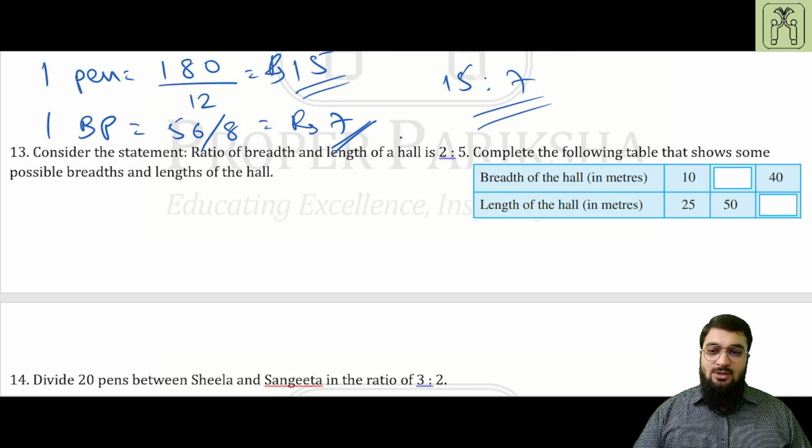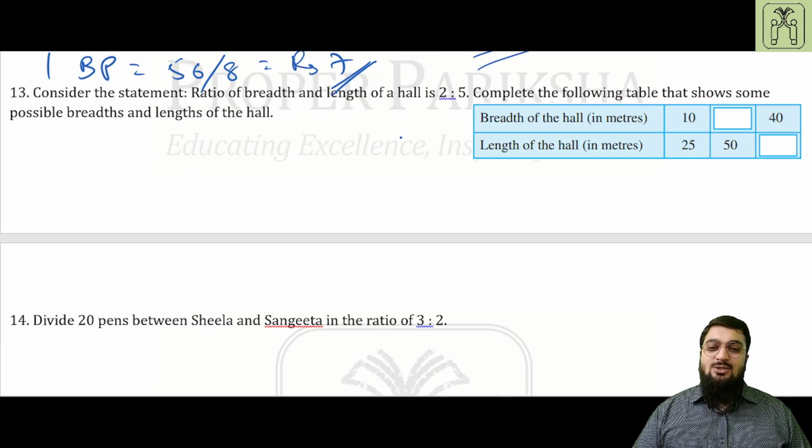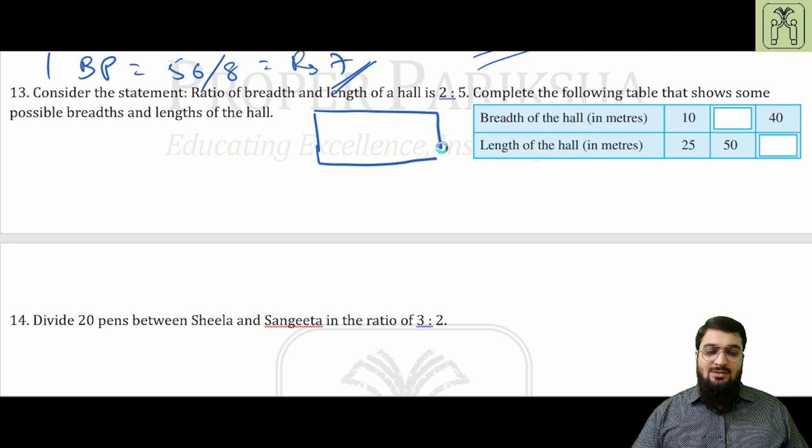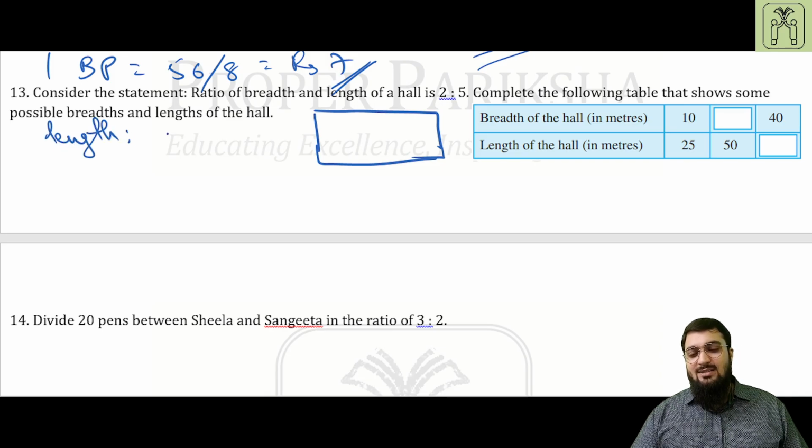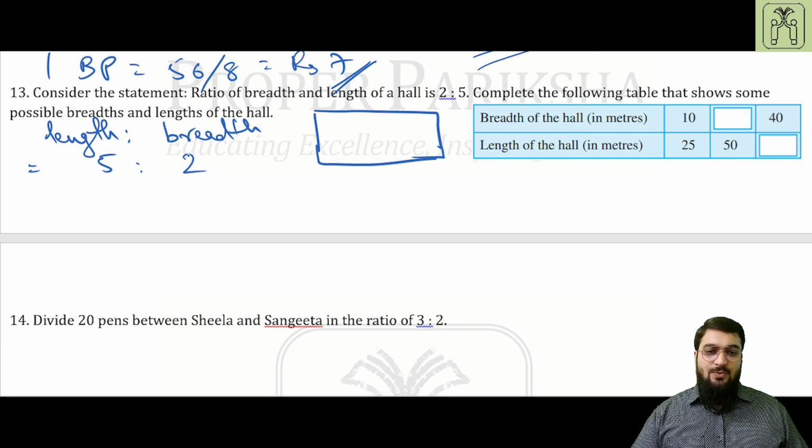Coming to question number 13. Consider the statements: ratio of breadth and length of a hall is 2 is to 5. So we have a hall that has some length and some breadth, and that is in the ratio of 2 is to 5. So we will write length is to breadth in the given. Length is to breadth is equal to 2 is to, sorry, we have written opposite, so we'll write 5 is to 2. Complete the following table that shows some possible breadth and length of the hall.